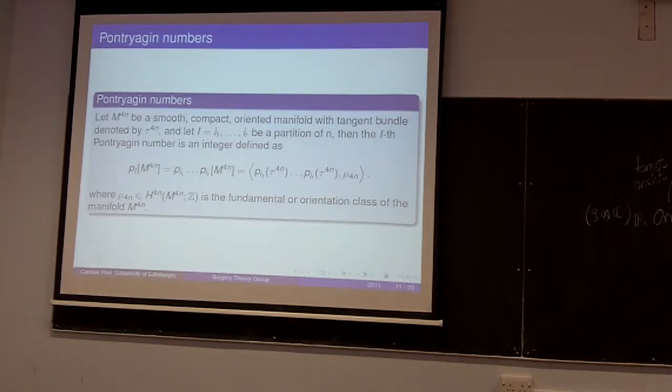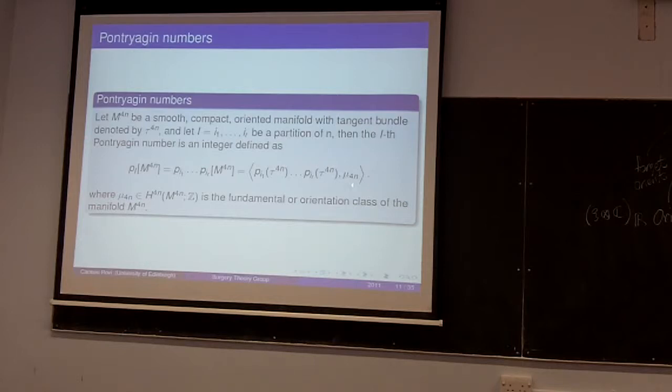Again, we are going to be interested in Pontryagin numbers. Here we have a definition of the Pontryagin numbers. We are considering a 4n-dimensional smooth compact oriented manifold, and as before, we are considering a partition of n. Here we have a very, very similar formula as we had before.